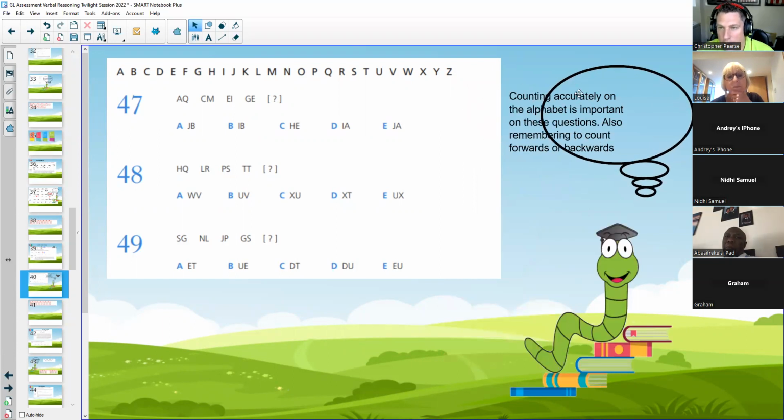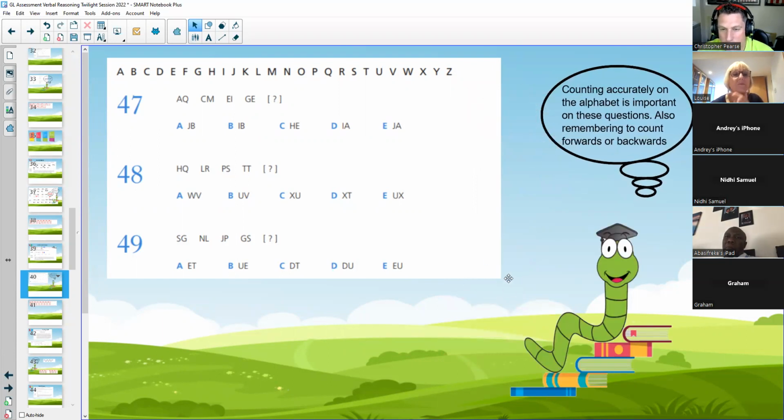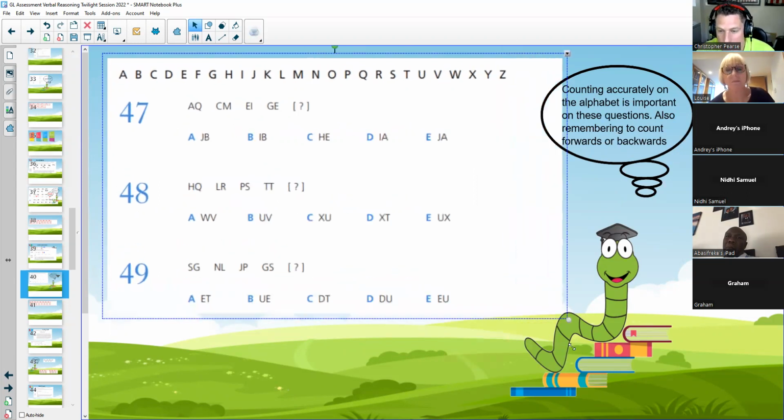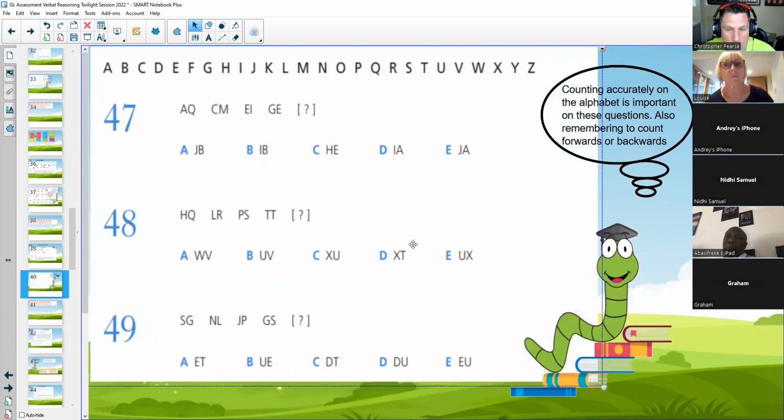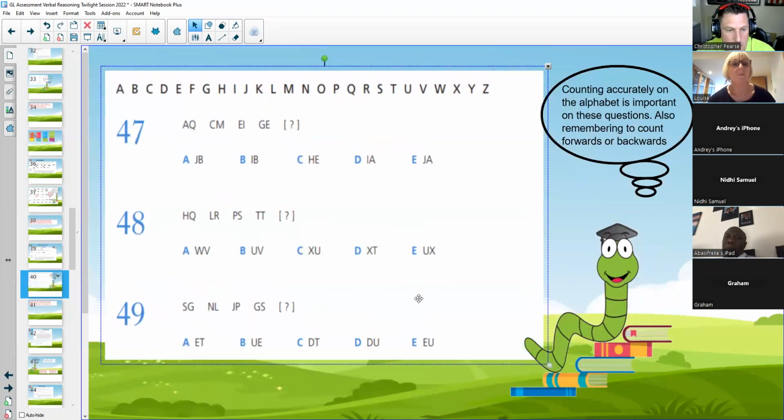Thanks, Lou. I'm moving Billy over slightly. He's just saying counting accurately on the alphabet is important on these questions. Also remembering to count forwards and backwards. So I'm just going to make it slightly larger again. I feel that sometimes these slides are a bit small.